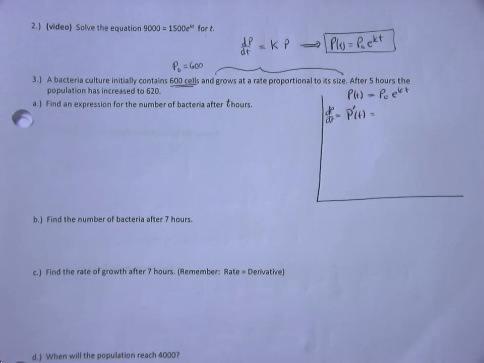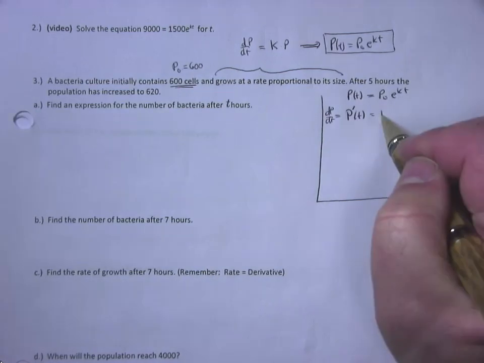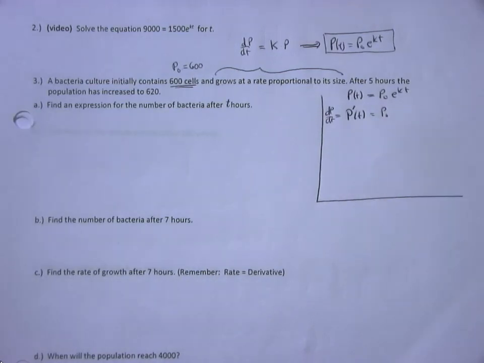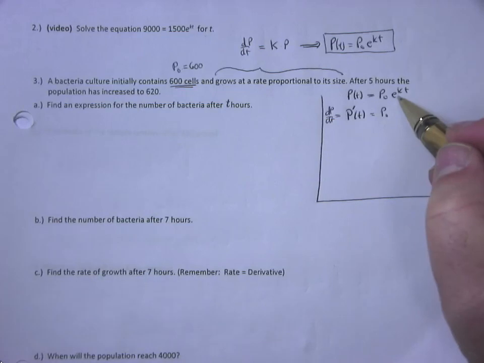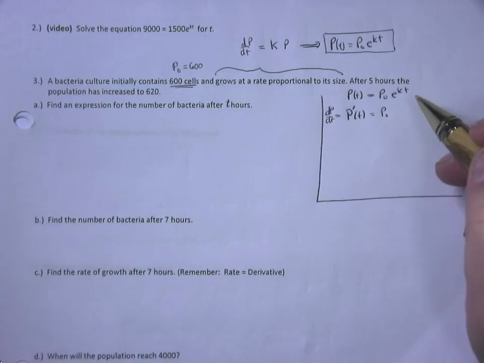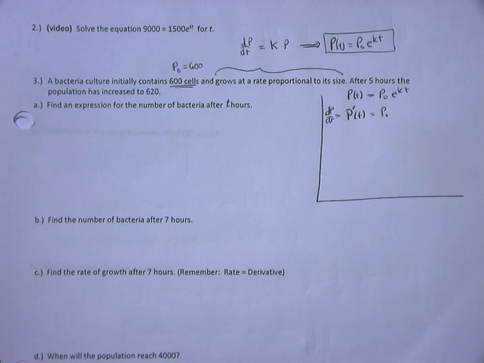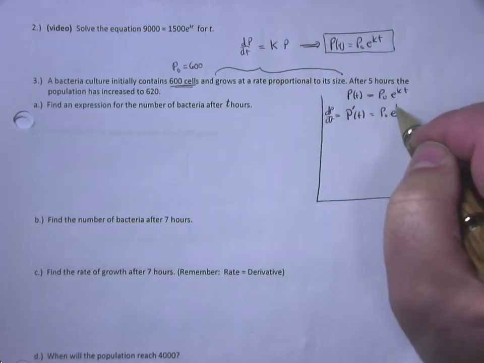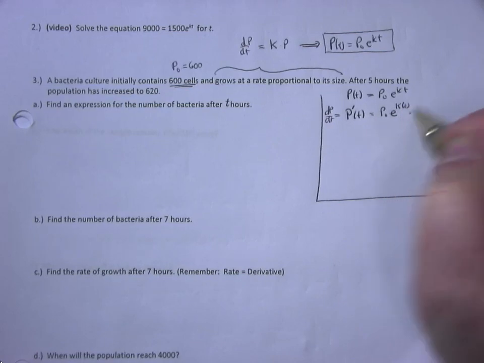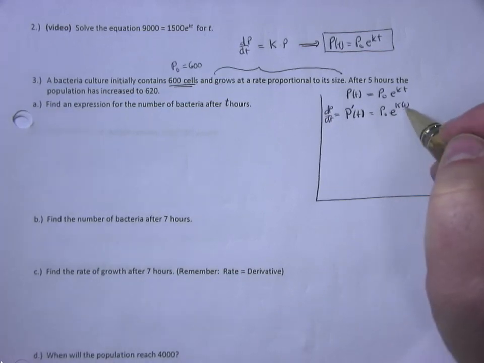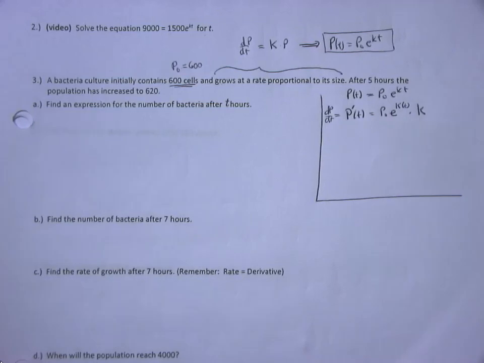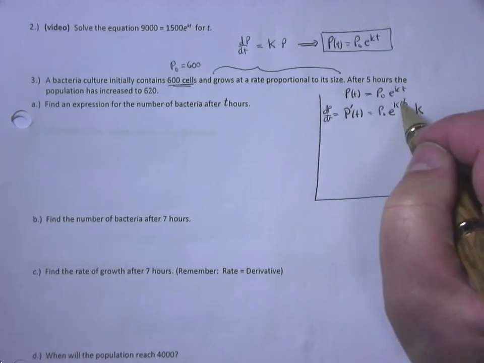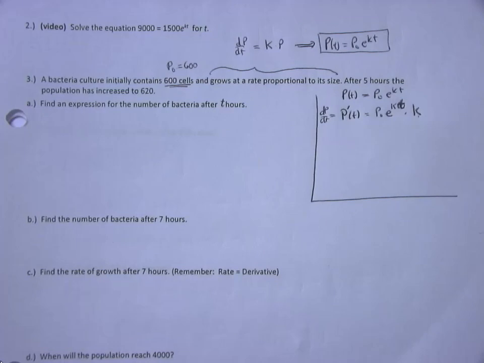P naught is a constant. What do constants do when you take the derivative? They hold over. Stay the same. Hold right there. Times, what's the derivative of e to the kt? Well, the derivative of e to the t is going to be e to the t. But anything other than t, t being the variable here, the derivative of e to a function is going to be e to the function, times the derivative of the exponent. What's the derivative of k times t? Just k, k being the constant.